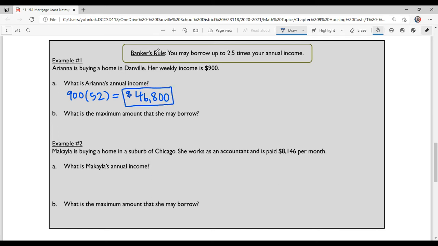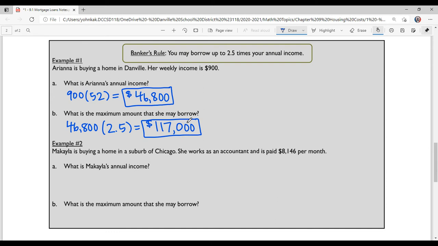Now, according to the banker's rule, the maximum amount that she may borrow is taking the $46,800 and multiplying by 2.5. If you do this, then Ariana can borrow at most $117,000. So that's called the banker's rule. On the previous slide, it said 28% of your monthly income. Well, overall, 2.5 times your annual income is called the banker's rule.